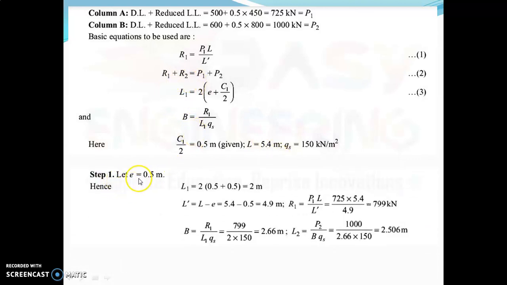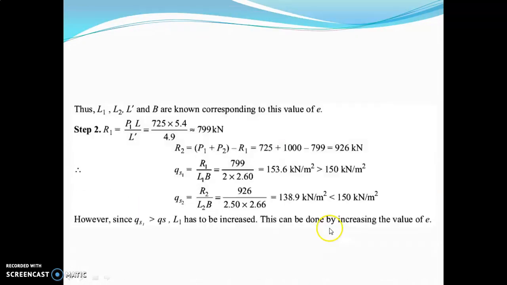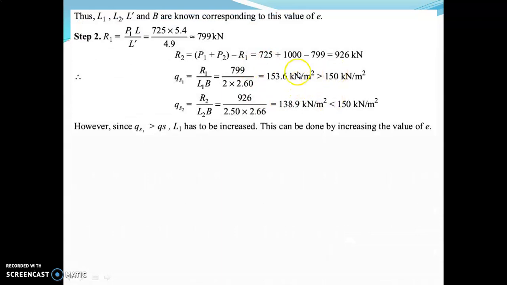Next, consider what is eccentricity. Assume, find the dimensions and check the allowable pressure. Both the pressures should be less than the given value. Then only that value you can consider.